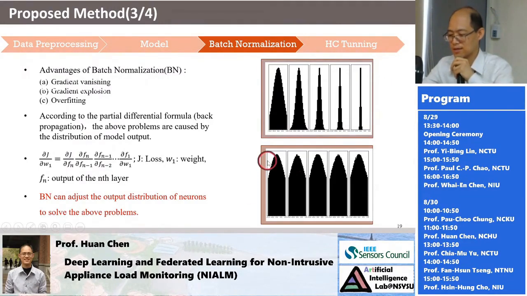But applying batch normalization, as you can see, at each stage we apply batch normalization, so we can recover the distribution of each weighting. So as you can see, layer 1, layer 2, layer 3, layer 4, layer 5, we can mitigate the gradient vanishing or explosion problem.